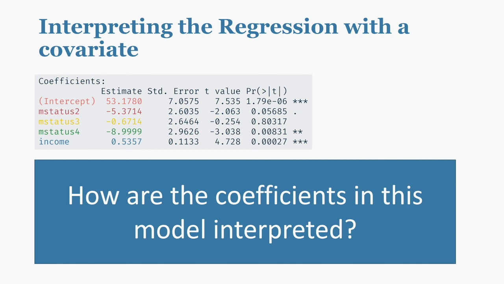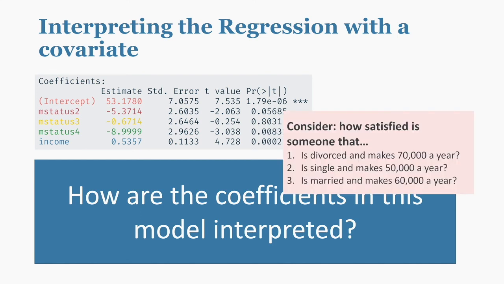So how are the coefficients in this model interpreted? So remember that the intercept is now the mean satisfaction of a married individual, which is our reference group, when the covariate income is equal to 0. So the intercept tells us that the average married individual who earns $0 has a mean satisfaction of 53.178.